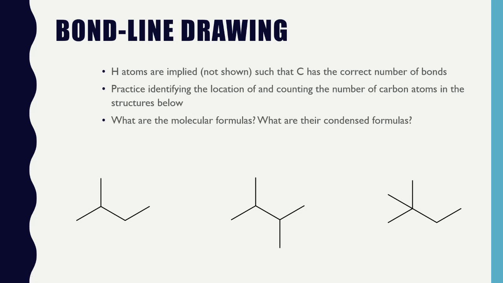I did talk earlier today about violation of the octet rule. Carbon cannot violate the octet rule. So anytime you draw a carbon atom that has more than 4 bonds to it, it is automatically wrong.